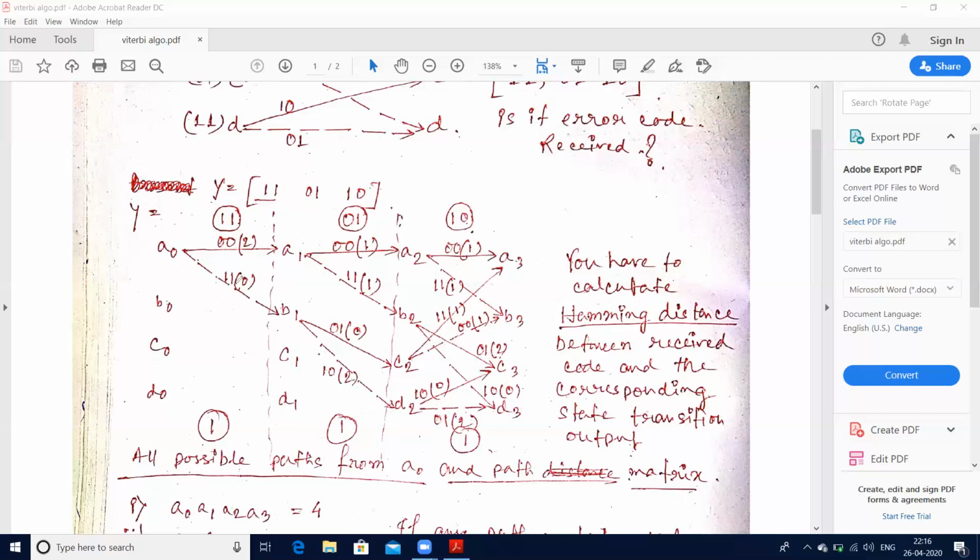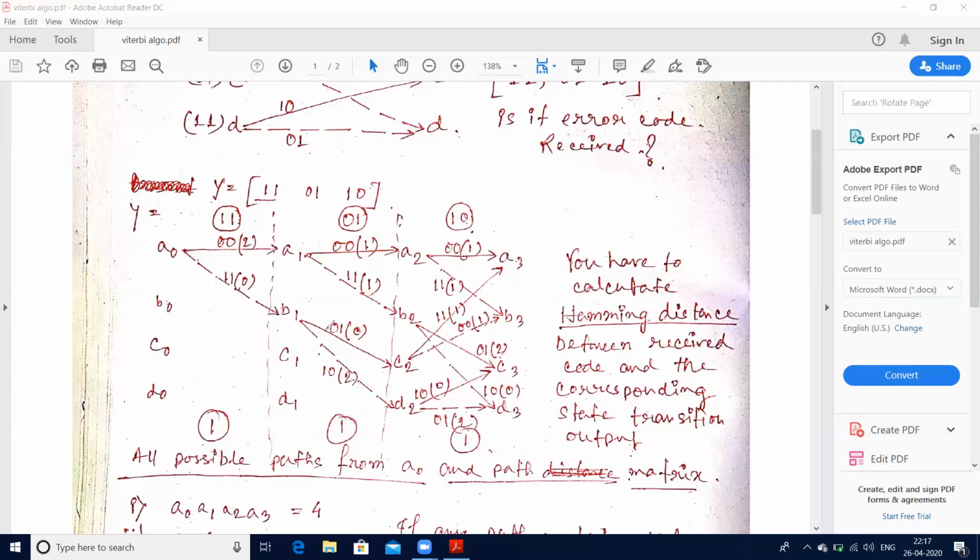At every stage, first of all you have to draw this table and write all the corresponding outputs to the state transitions. Like A0 to A1, this is 0 0. From A0 to B1, this is 1 1. From A1 to A2, this is again 0 0, and A1 to B2, this is 1 1. From B1 to C2, B1 as a present state and C2 as a next state, and B1 to D2. From B1, the possible next states are C2 and D2, as you follow from the previous table we have made already.